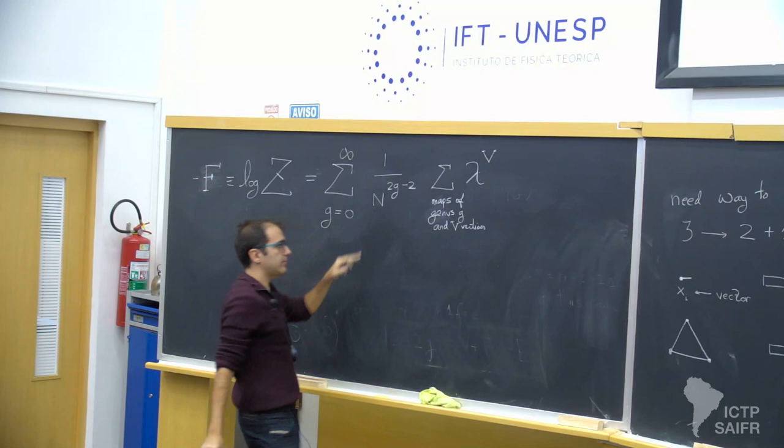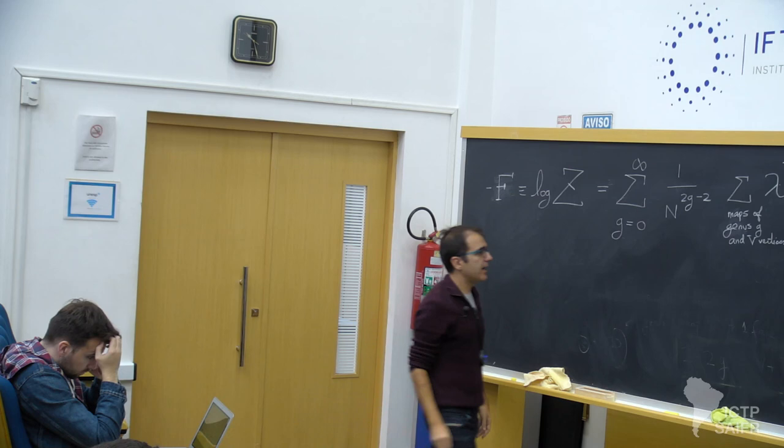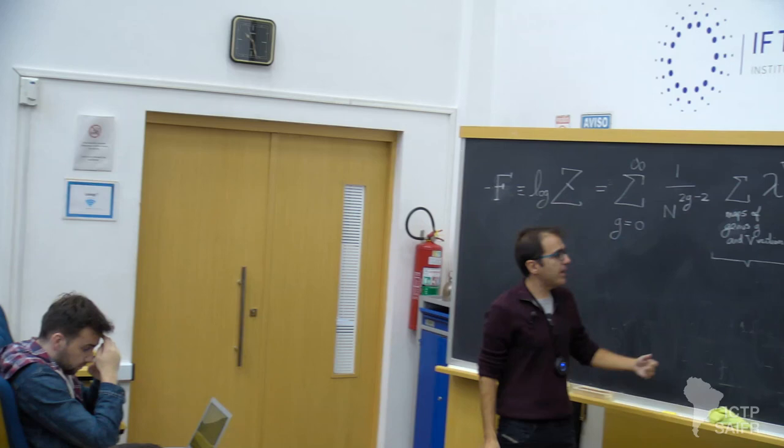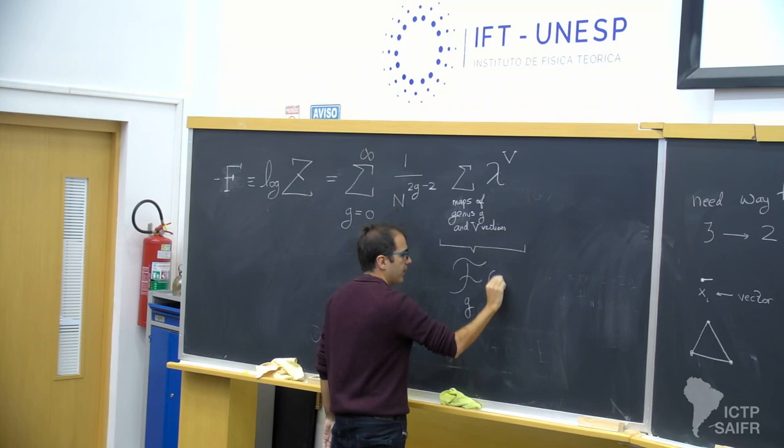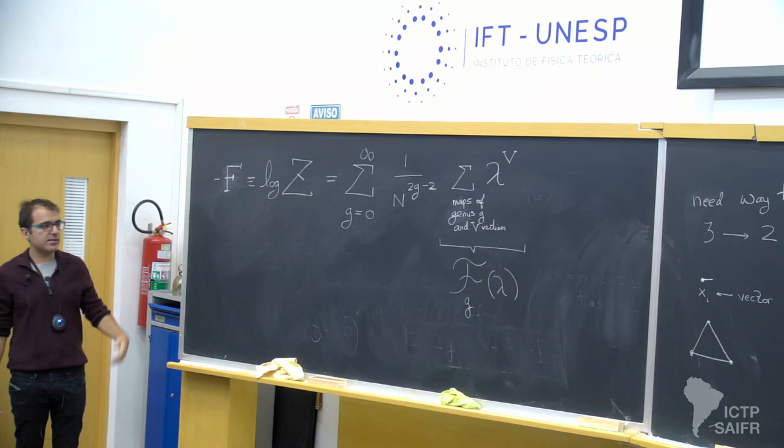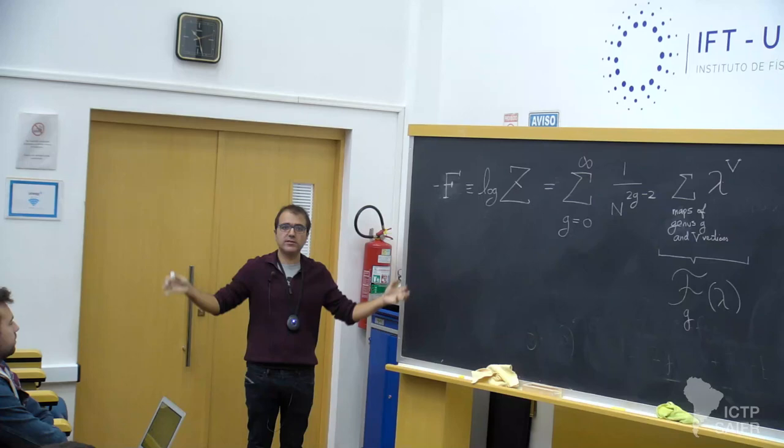Right. So this guy here, we can say that if I could resum by expanding this function, let's call this curly F, G of lambda. This, as an expansion in small lambda, in power series in lambda, tells me how many maps with a given genus and given number of vertices I have.